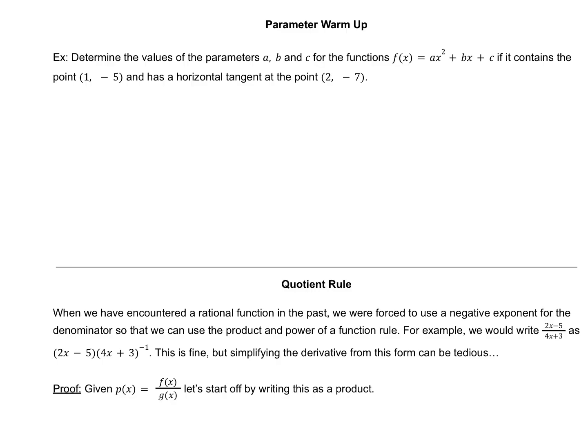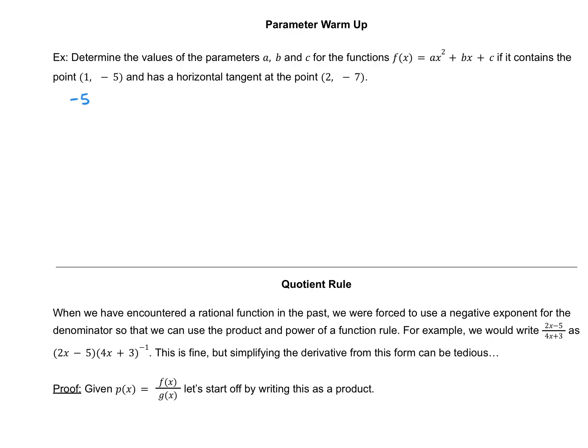So determine the values of the parameters a, b, and c for the function, that parabola, if it contains the point (1, -5) and has a horizontal tangent at the point (2, -7). So first of all, right away, I am giving you two coordinates on this function, which means I can sub them in for x and y, and I'll have two equations in terms of three variables. So let's go ahead and do that first.